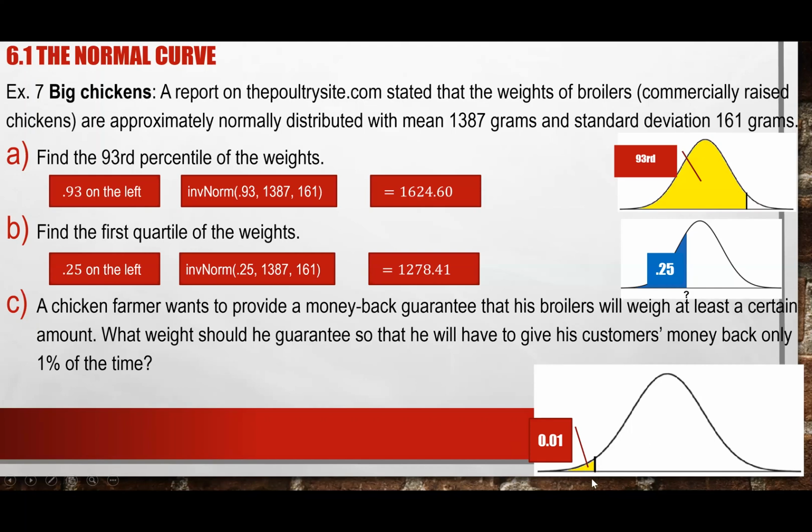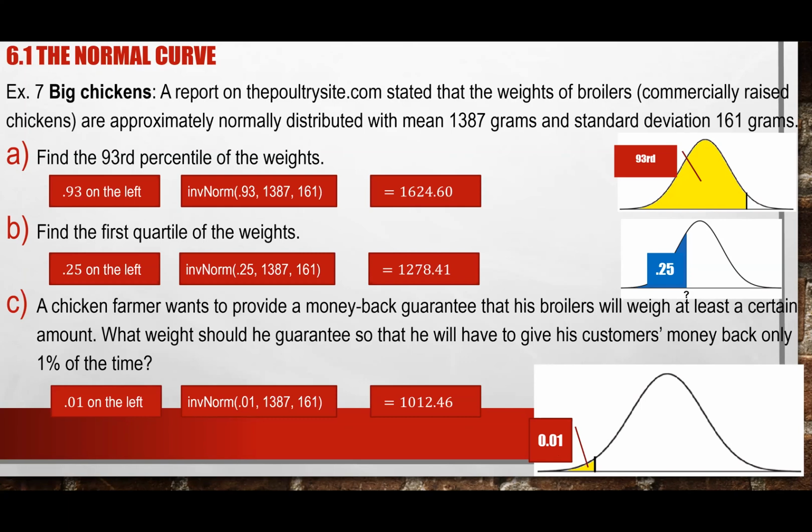So basically we want to know the minimum weight, the lowest weight he needs, as long as this covers 1%, which is 0.01. This 1% is the percentage to the left. It's not the top 7% like earlier. If we know the percent to the left, we put in the inverse norm: 0.01, 1,013 comma 87, comma 161.